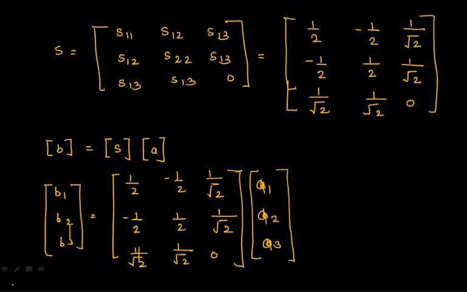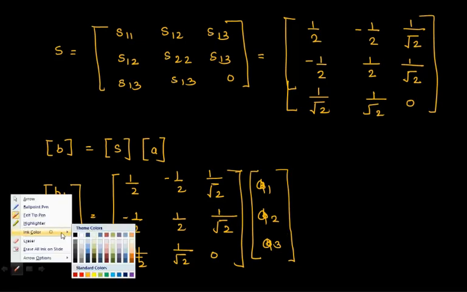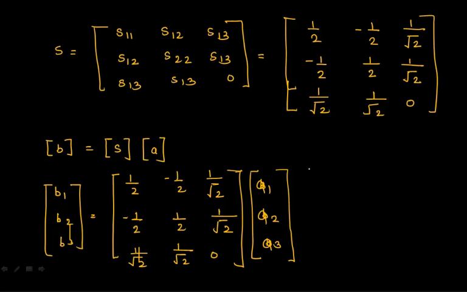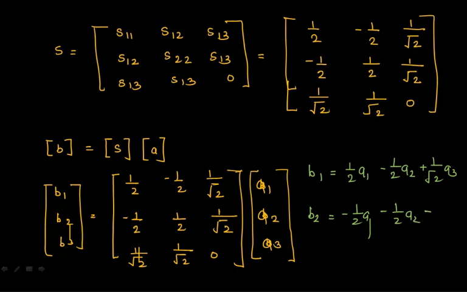The relationship between these inputs and outputs will be given by B1 is equal to 1 half A1 minus 1 half A2 plus 1 by root 2 A3. B2 will have minus 1 half A1 minus 1 half A2 plus 1 by root 2 A3. And you can have B3 is equal to 1 by root 2 A1 plus 1 by root 2 A2.